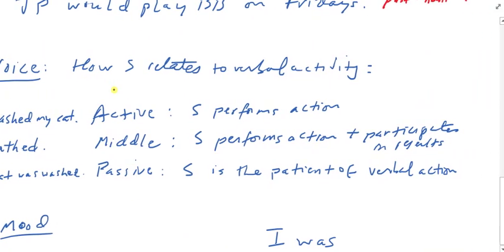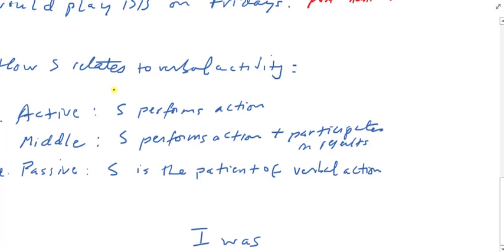And I want to give you a couple of examples here. And first of all, we'll just talk about the difference between active, middle, and passive. Active voice refers to the subject performing the action. Okay, so if a verb is active voice, there is an agent who performs the action, and that agent is the subject. John swam. John is the subject. John did the swimming, right?